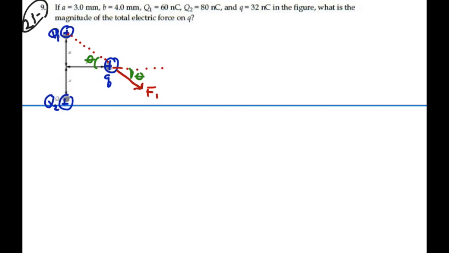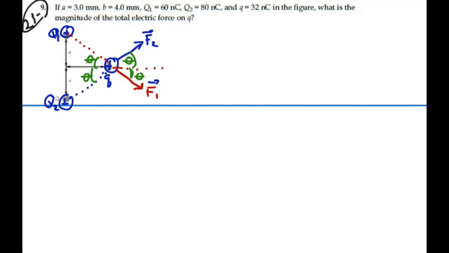And then if I look at Q2 and little q, there's going to be a force along their line of action, and that's going to be going up like this. Let's call that F2. And the angle of that is going to be the same angle theta. It's the same triangle. So we want to find the magnitude of these two forces, turn them into vectors, and then add them together.